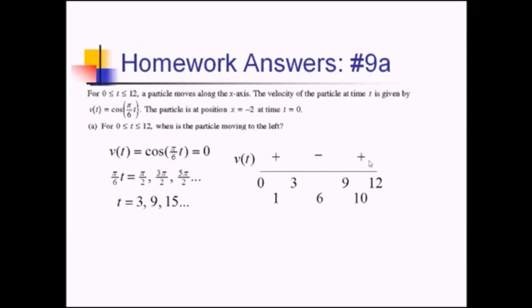So we are, again, positive. All right, so looking at this, if I want to know when the particle is moving left, I need to see where velocity is negative, because on the x-axis, left is negative, right is positive. So I noticed that my velocity is negative on the interval from 3 to 9. Therefore, my particle is moving left on the interval from 3 to 9.